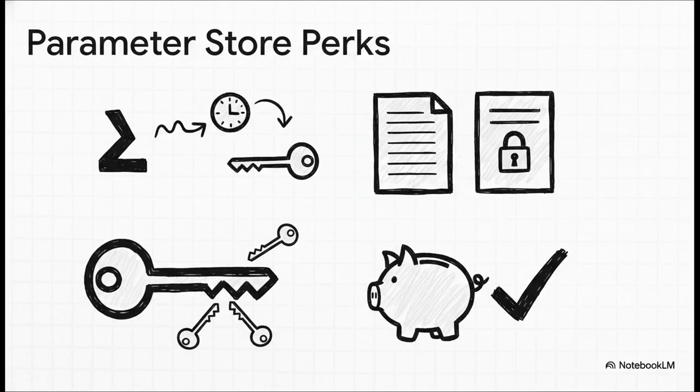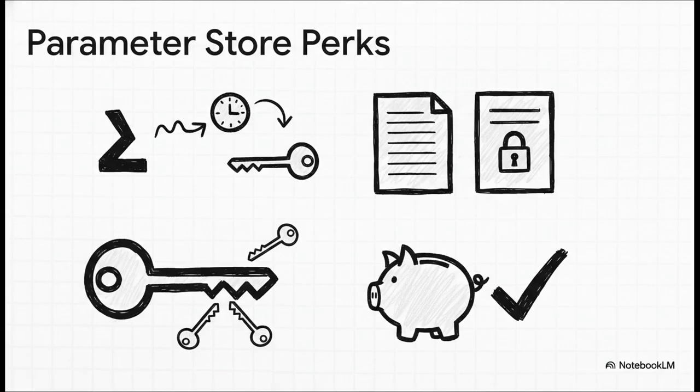You need to rotate a secret. A simple Lambda function that gets triggered by an EventBridge schedule, that's a pattern most AWS developers know like the back of their hand. It's also super flexible, right? It can handle your simple config values and your super sensitive encrypted secrets all in the same place.